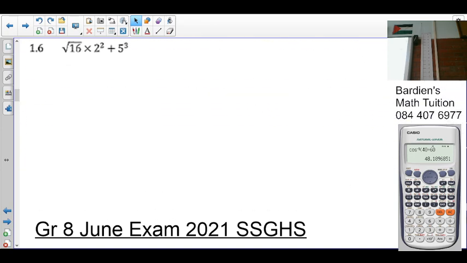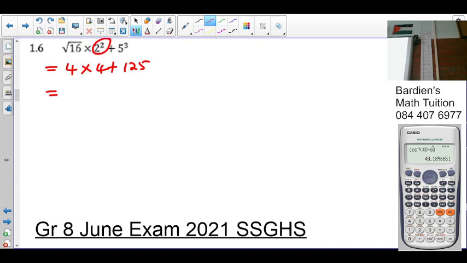What's the square root of 16? 4 times 2 squared, 4 plus 5 cubed, 125. That's 5 times 5 times 5. 4 squared is 4 times 4. And 2 squared is 2 times 2, which is 4. Multiplication first, which gives me 16 plus 125, which is 131.